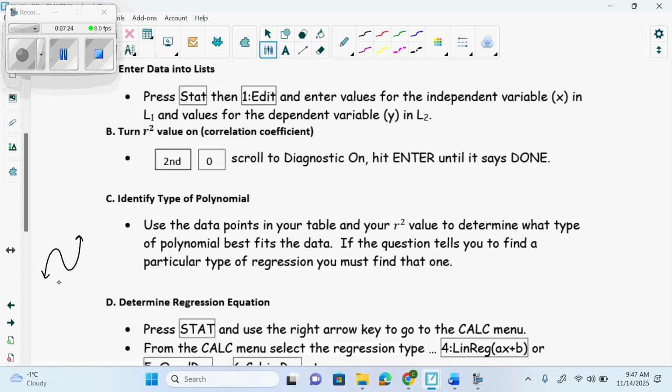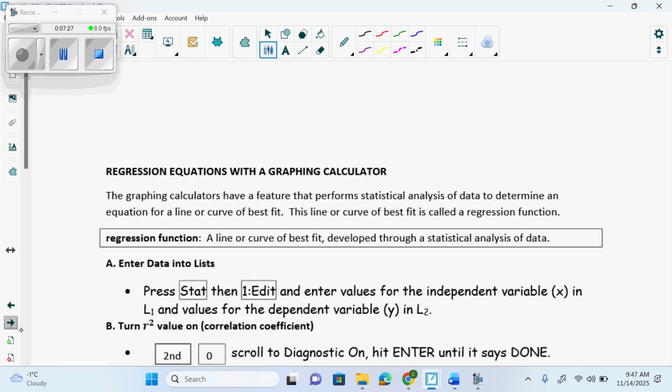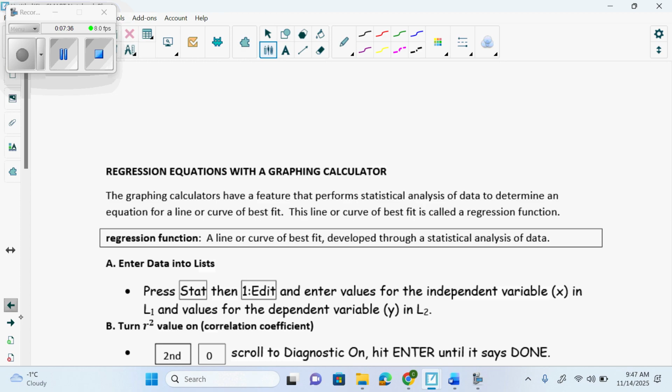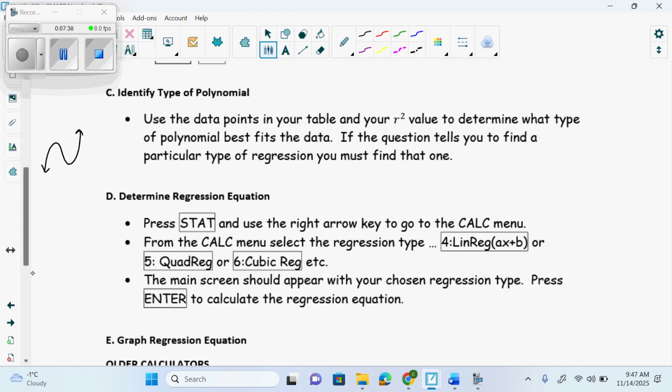Now, this one says, determine the linear regression. So we have to do linear, even though it says you don't get a choice, right? So, everyone's paying attention? So we decided it was linear. Now we have to press this. So once we're done that, we go stat. This is how to get the regression equation. You're going to go stat, and then use the right arrow key to get to the calc menu. So we move over to calc.